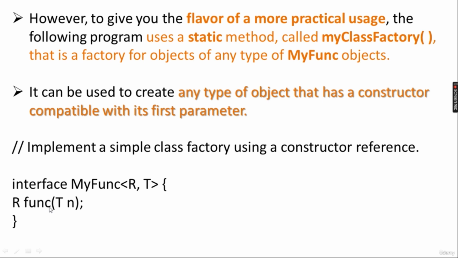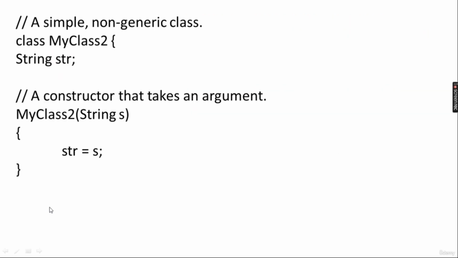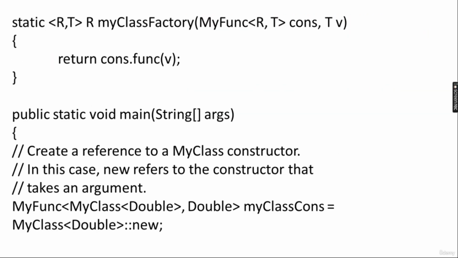This is the function given over here. Next, my function. Create a reference to my class constructor. How to create it? Class name, double colon, new. In this case, new refers to the constructor that takes an argument. Okay. My function, my class, double.